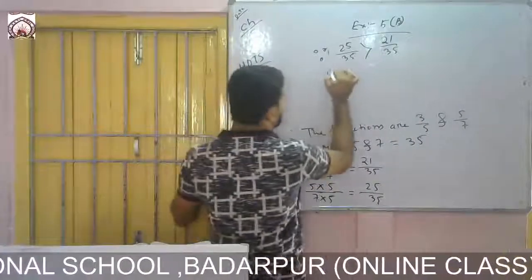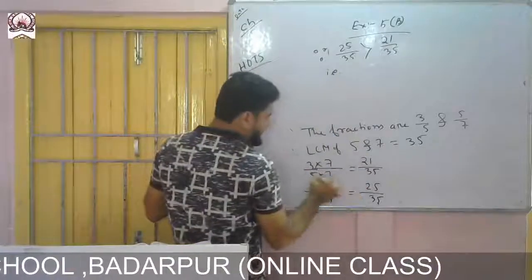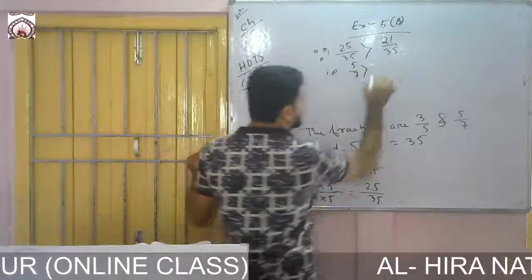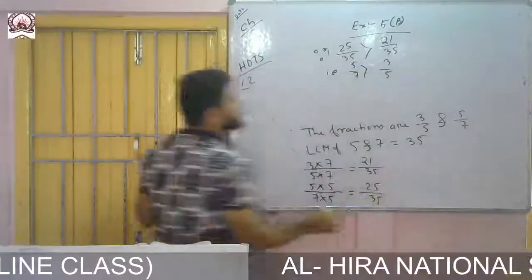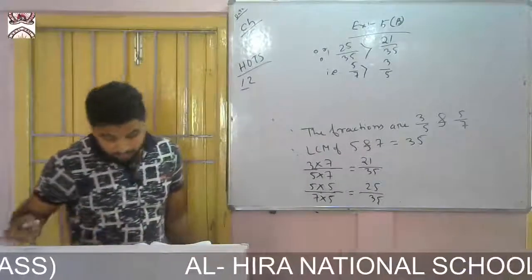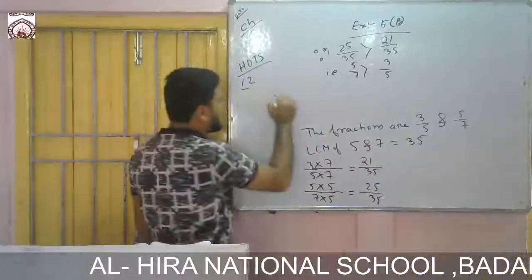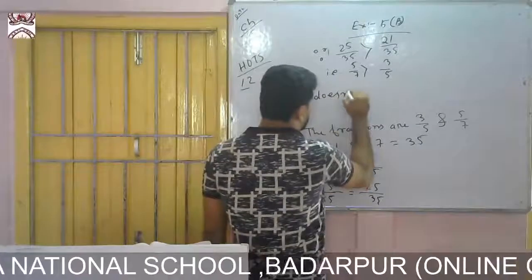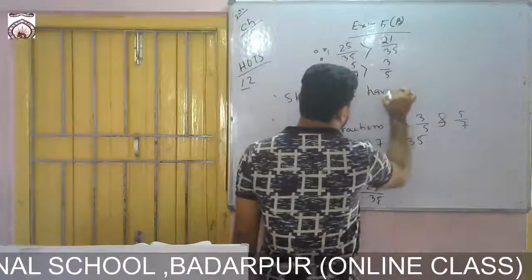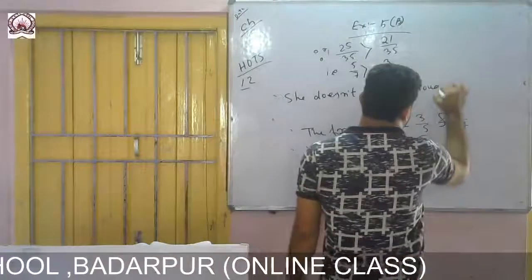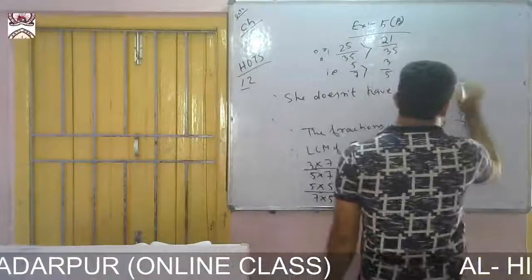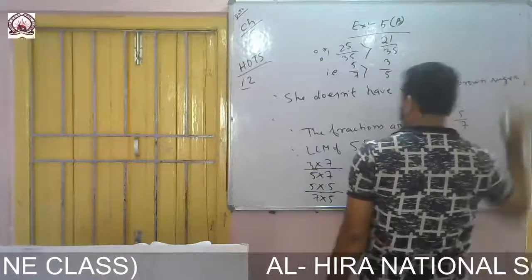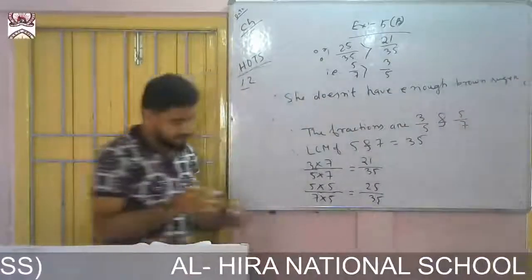Therefore, which fraction is greater? 5 by 7 is greater than 3 by 5. Therefore, she doesn't have enough brown sugar. Okay, so that is the answer.